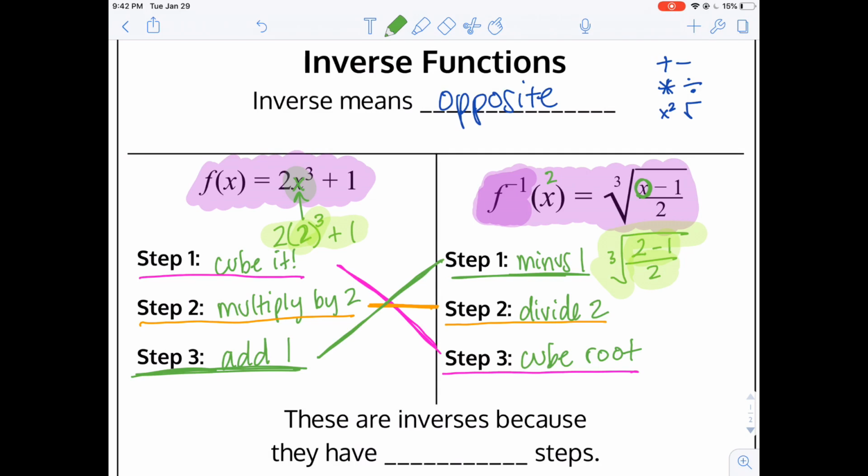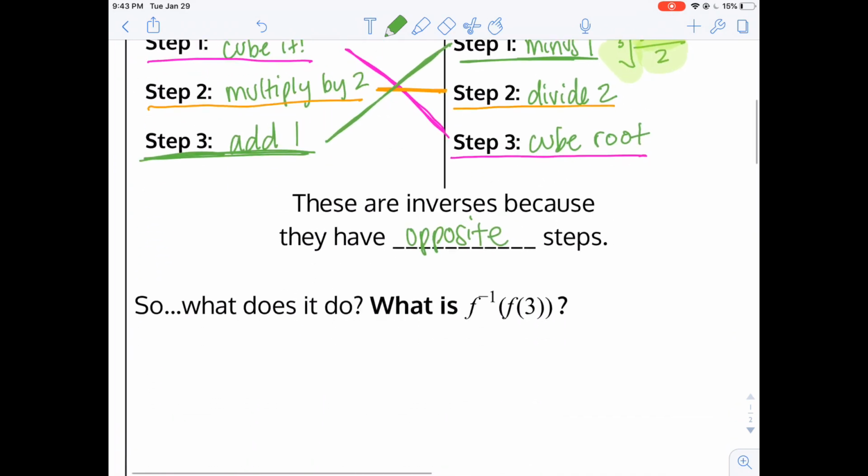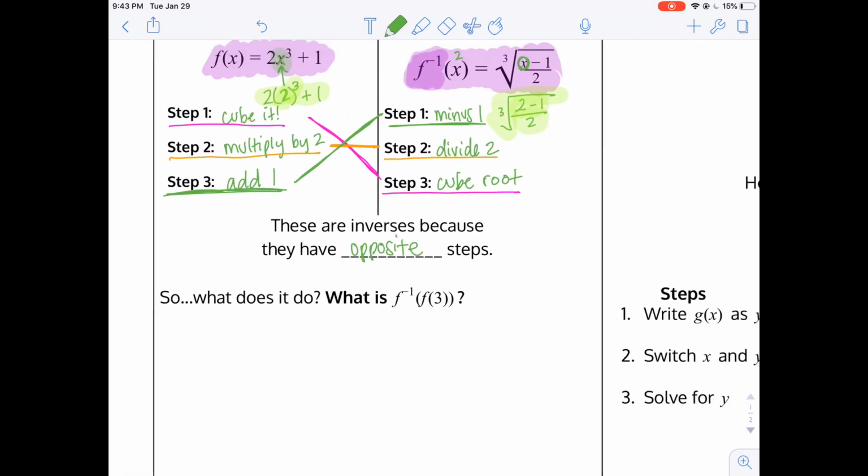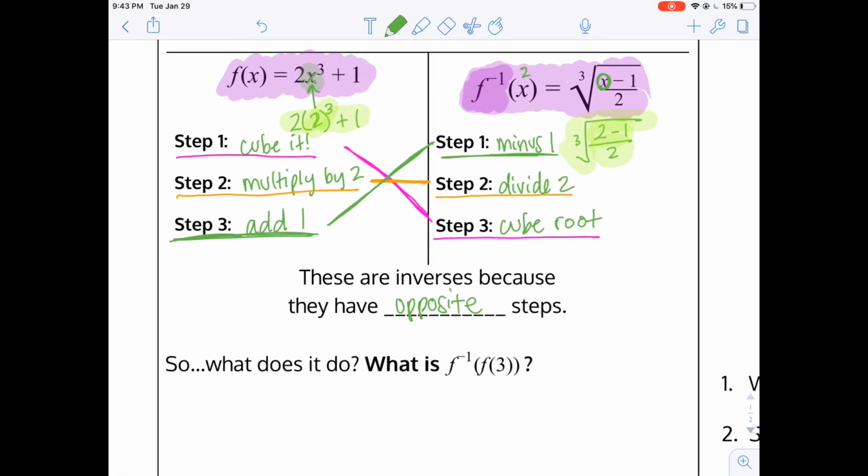So these are inverses because they have the opposite steps, right? One does it in one order, and then the other one does the backwards things in a backwards order, okay? Really, you're probably asking, what does this even do? Why do I even use it?